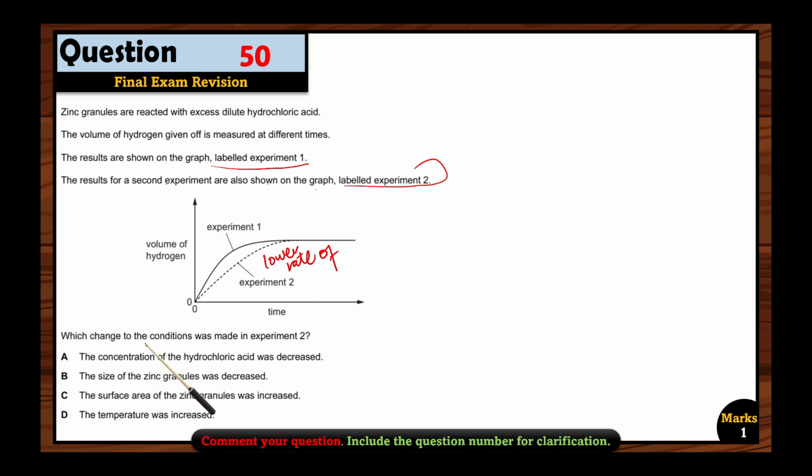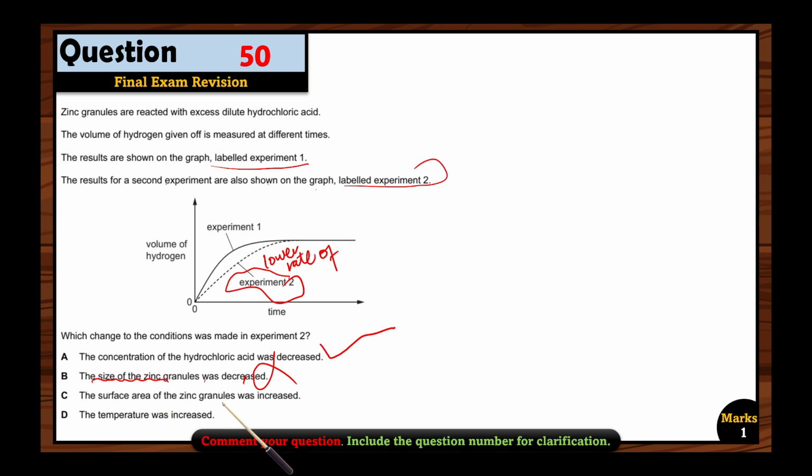So let's see which change to the condition was made in experiment 2. What happened that experiment 2 has a lower rate of reaction? Which change have they made? So our answer should be according to the reduction. The concentration of the hydrochloric acid was decreased. Yes, that can be the right answer. The size of the zinc granules was decreased. If you decrease the size, what will happen? The surface area will increase, and if surface area increases, the rate of reaction will increase. But here the rate of reaction is decreased in experiment 2, so this option is wrong.